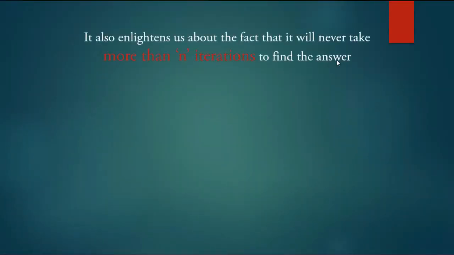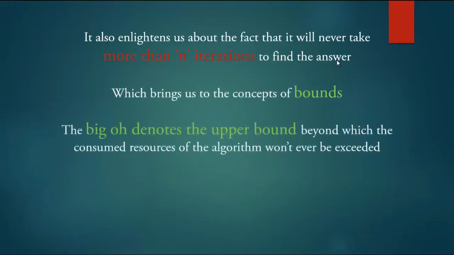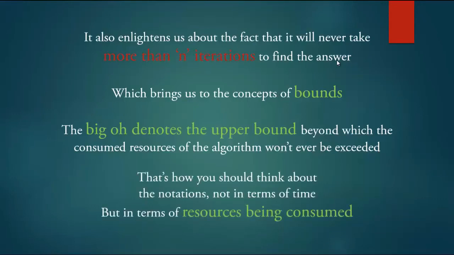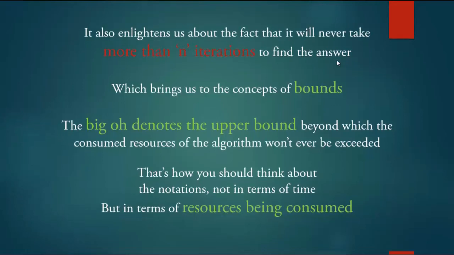But big O also specifies something else. It also enlightens us about the fact that it will never take more than n iterations to find the answer. Which brings us to the concept of bounds. The big O denotes the upper bound beyond which the consumed resources of the algorithm won't ever be exceeded. That's how you should think about the notations, in terms of resources and not in terms of time.